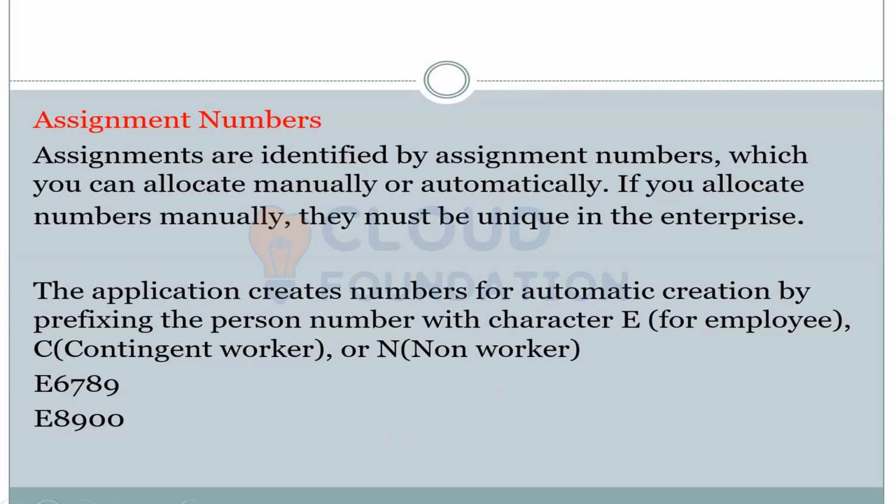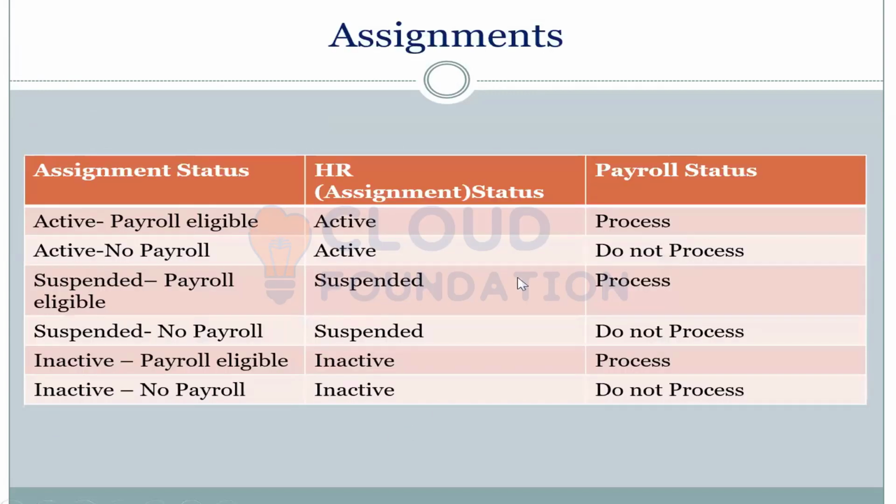So next, assignment status. Now when we go to assignment status, the options are: active payroll eligible, active no payroll, suspended payroll eligible, suspended no payroll eligible, and inactive. So let me tell you that one is active, one is inactive, and one is suspended. So what is active payroll eligible?